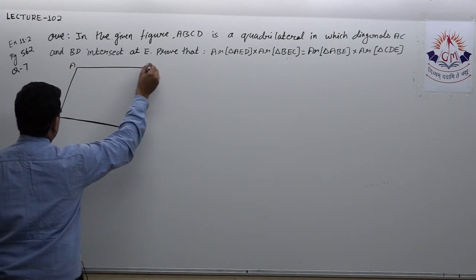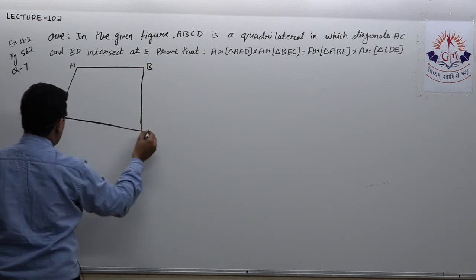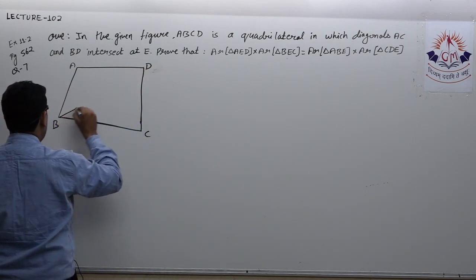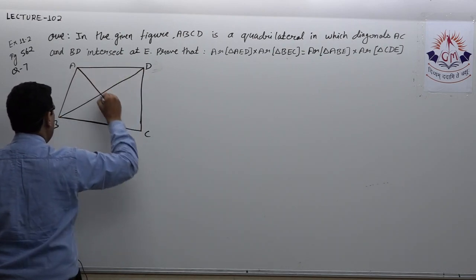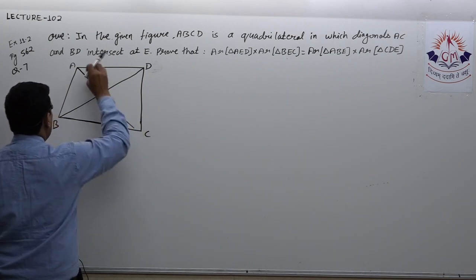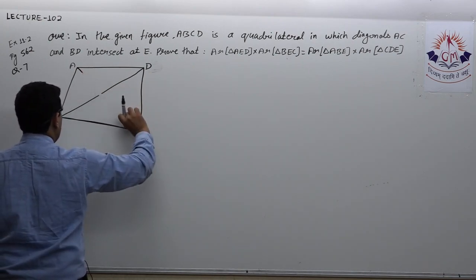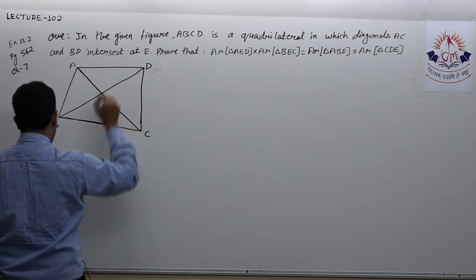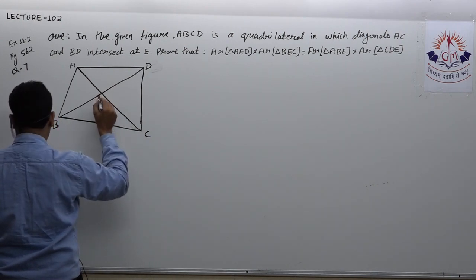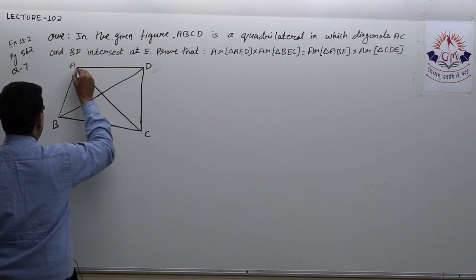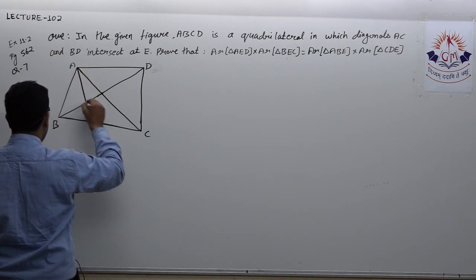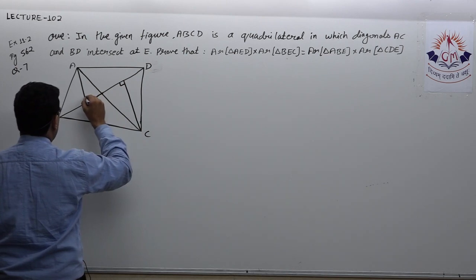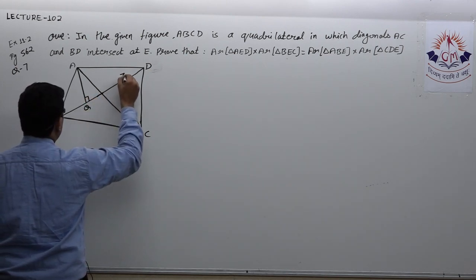ABCD, diagonals AC and BD meet at point E. So from here we have to draw a perpendicular in this way, and from here we have to draw a perpendicular. Let this be BQ, let this be Z.